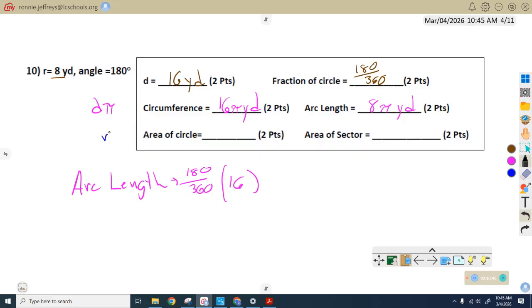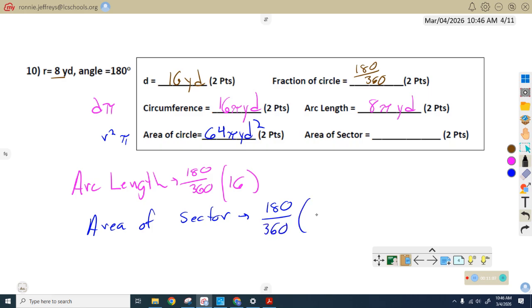Area of the circle is pi times the radius squared. So this would be 64 pi yards squared. Area of sector is the same thing, just times the area. So half of 64, 32 pi yards squared.